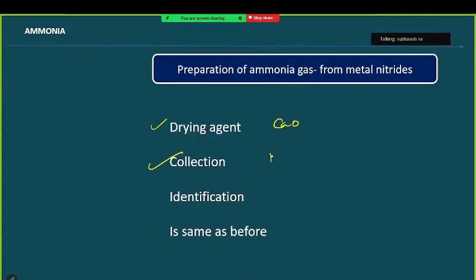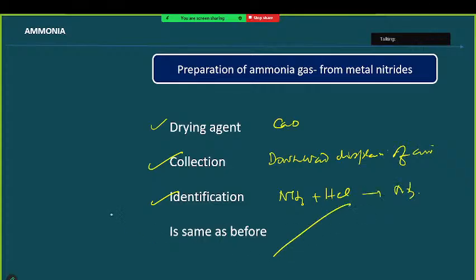Collection is by the downward displacement of air. Identification is similar to that before: ammonia plus HCl gives ammonium chloride. All these are the same as before.